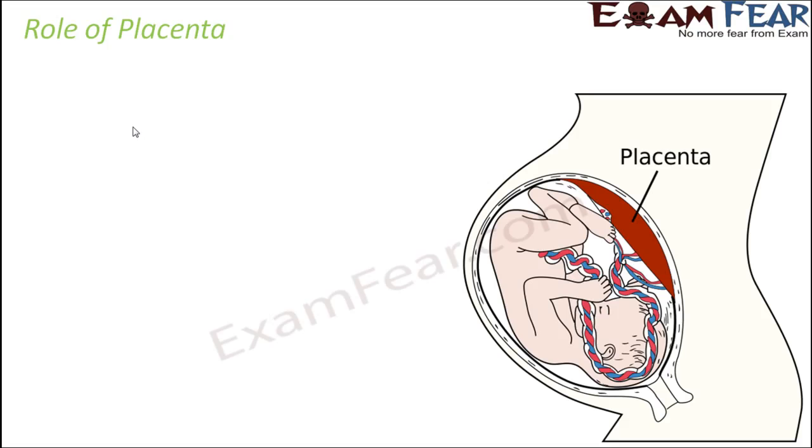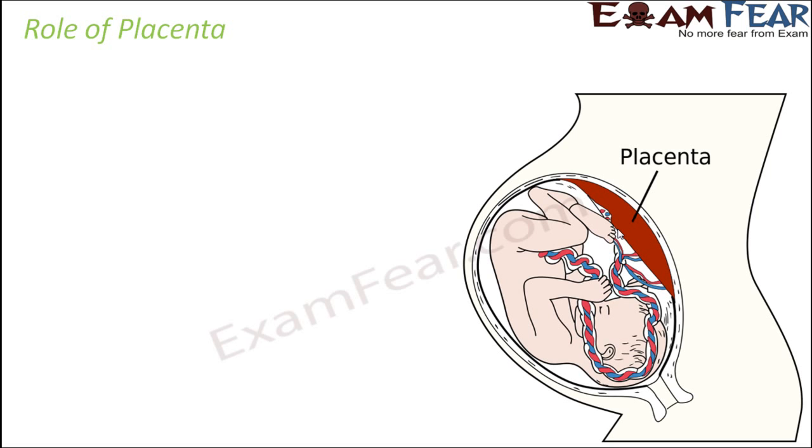Now let us look at the role of placenta. See, in this picture it will be more clear to you. It is at a later stage when the baby is quite developed, but still here you can see this cord, that is the umbilical cord. This cord starts from the abdomen of the fetus and connects to the placenta, and this structure is the placenta, which is formed from the wall of the uterus.